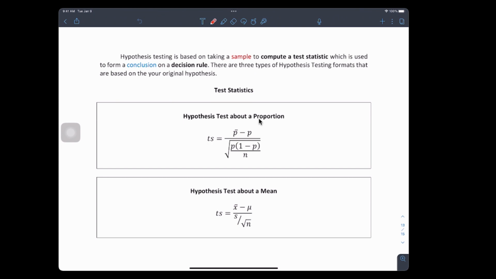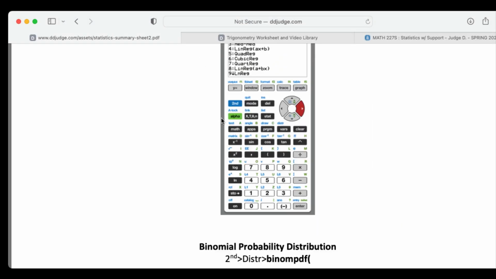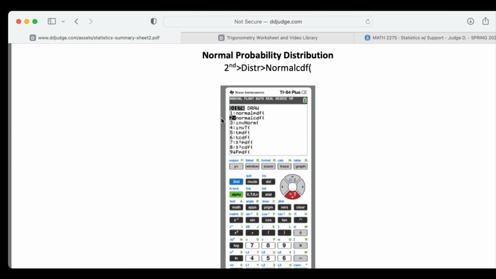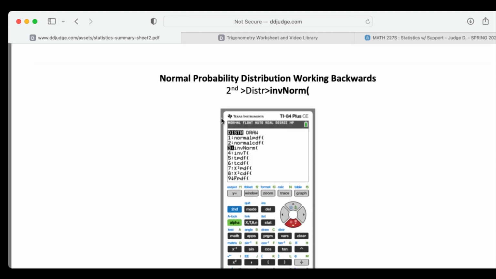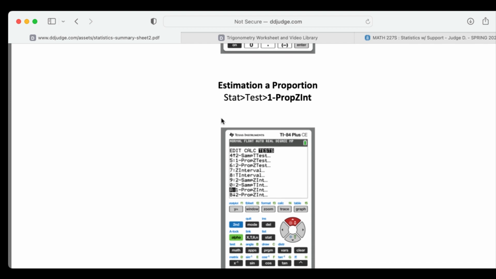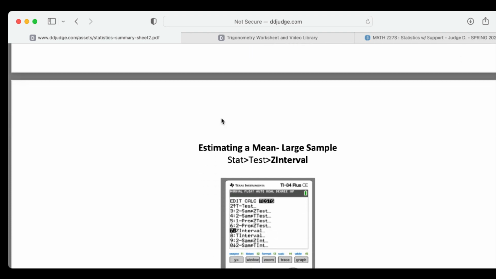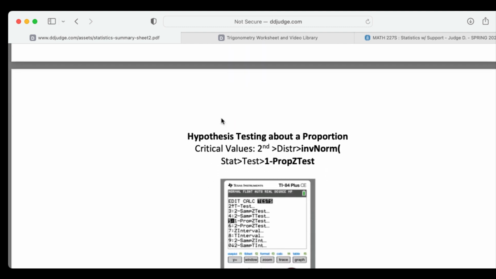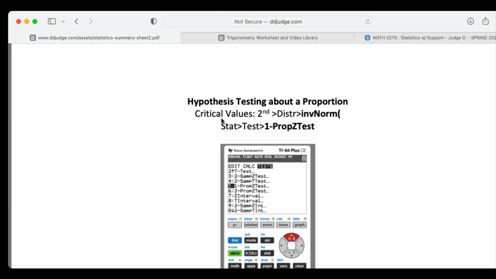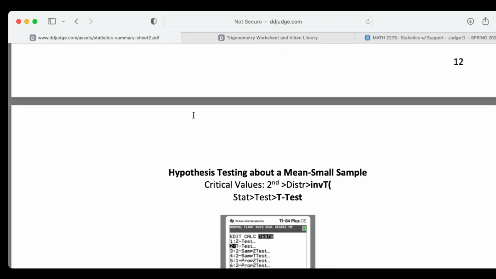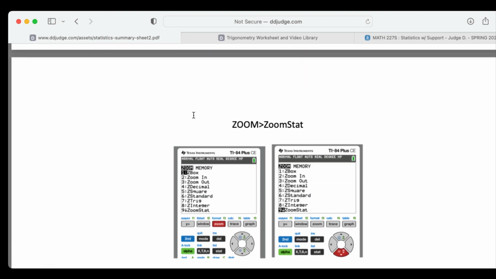And I got my summary sheet for you. Sorry, you can't see this, people at home. So here's binomial, Poisson, normal distribution, inverse norm, estimation. That's one proportion Z interval. That's not Z test. Oh, hypothesis testing about a proportion. How do you find critical values? Inverse norm. And then the test is one proportion Z test. You might want to take a look at this as you do your homework. Download that for yourself, because that's what I would do if I was a student. And I was a student.